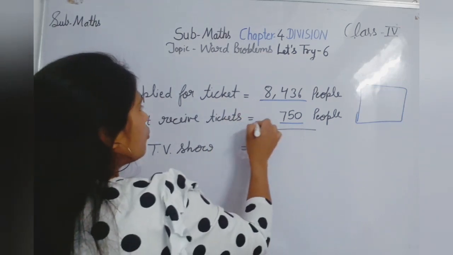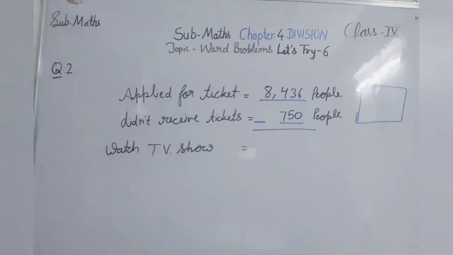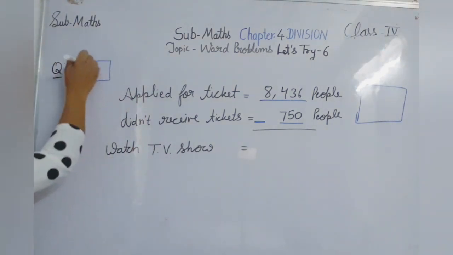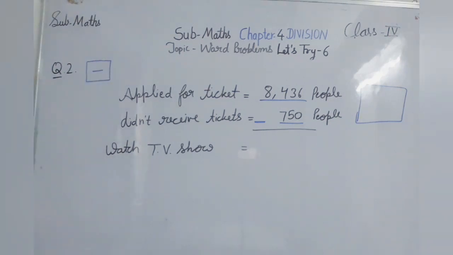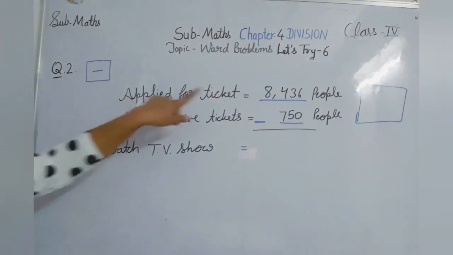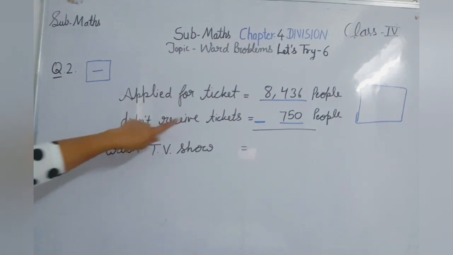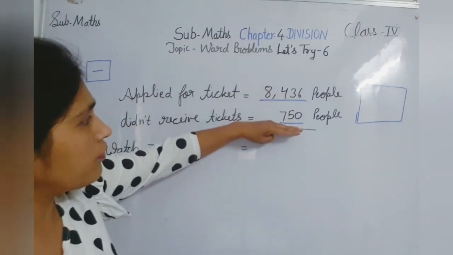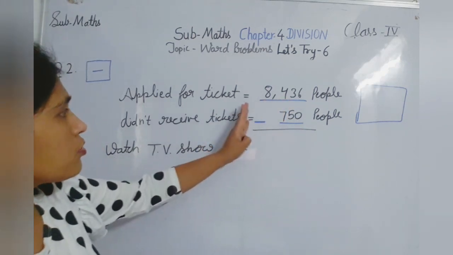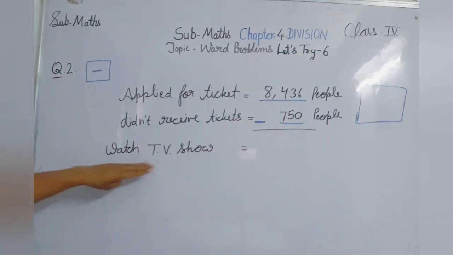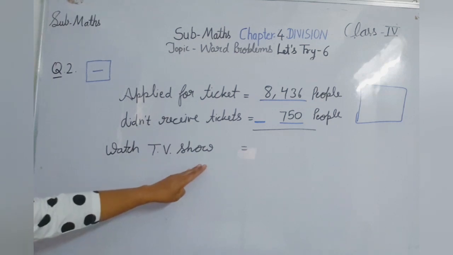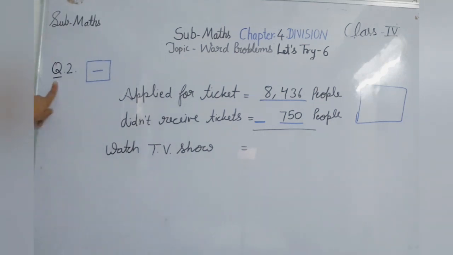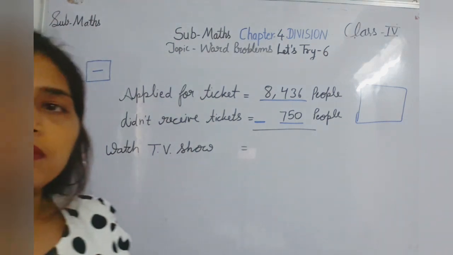So what do we have to do here? Subtraction. So in the second question you have to match it with which operation? Subtraction. Okay, because total people is this much and 750 did not receive tickets. So if we remove 750 from it, the rest of the people watched the TV show. Yes, clear? So in question number 2 you have to match it with the subtraction symbol.